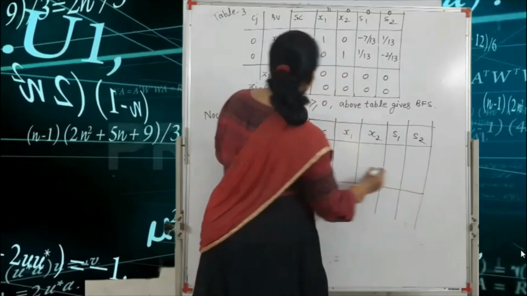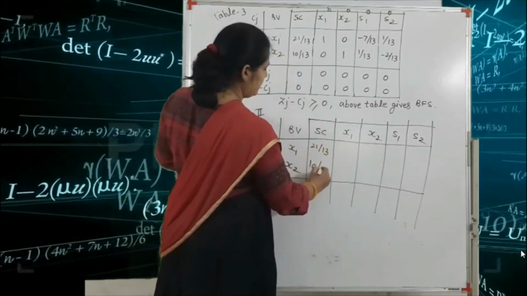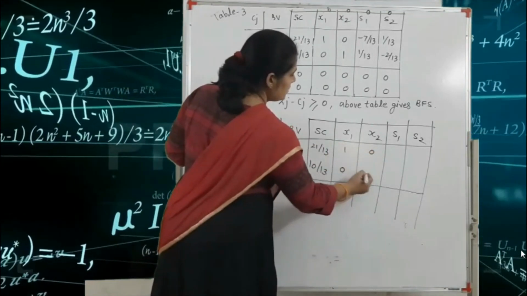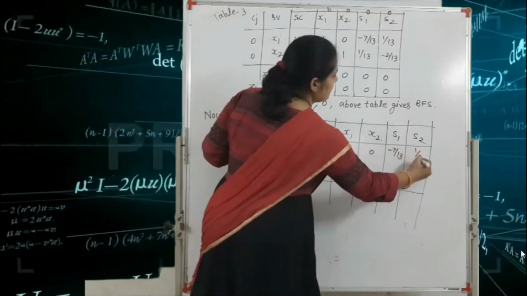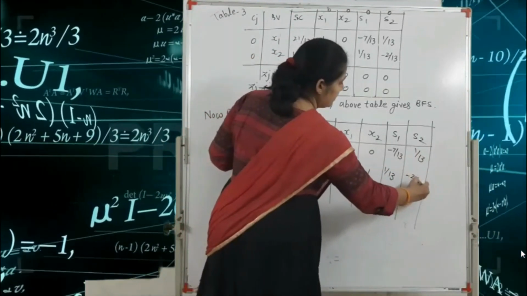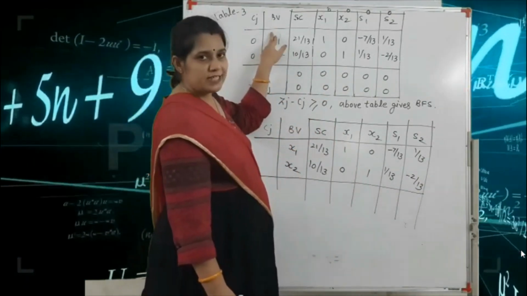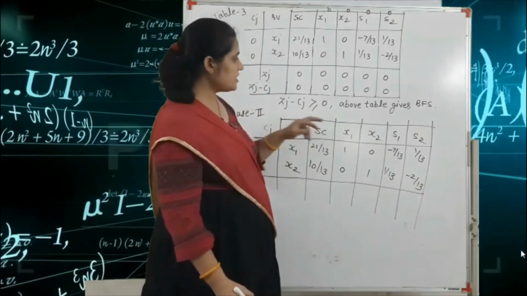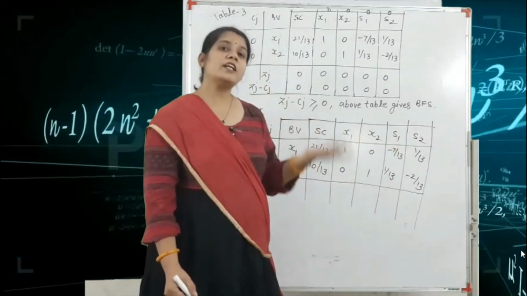Okay, and all these values we write here: 21 by 13, 10 by 13. Next is 1, 0, 0, 1. Minus 7 by 13, 1 by 13. Okay, 1 by 13 and minus 2 by 13. So we copy the last table of phase 1 as the first table of phase 2. But the change is what? Here we write the coefficients according to our original objective function.